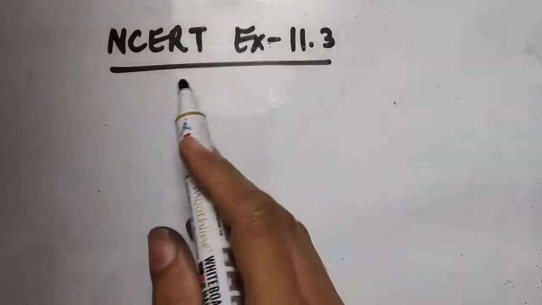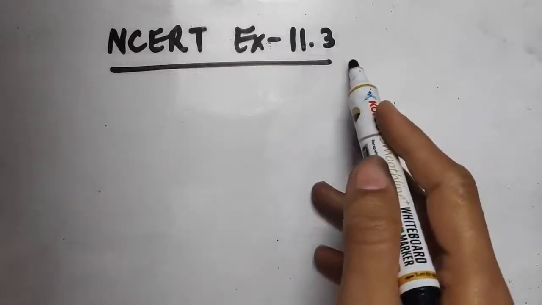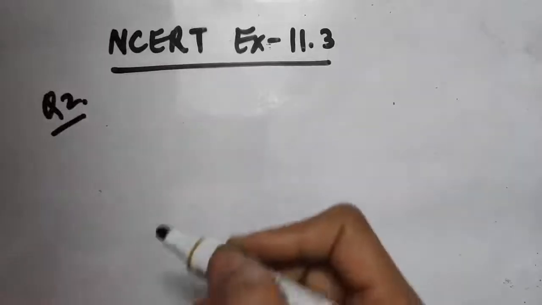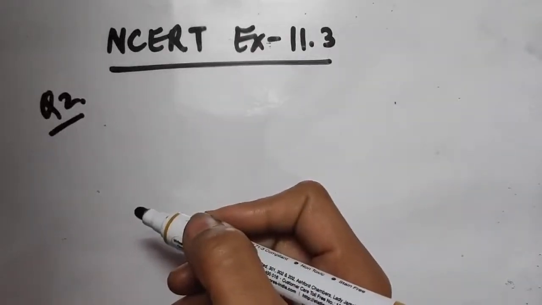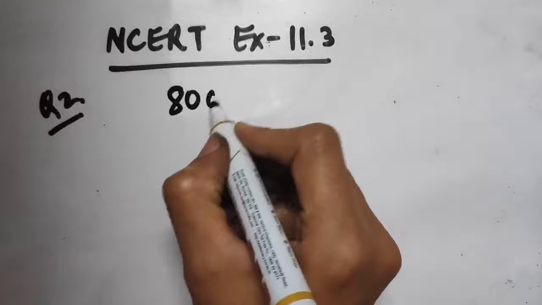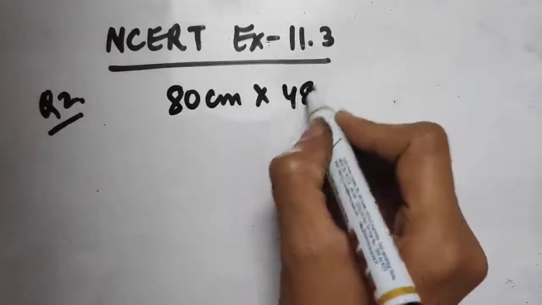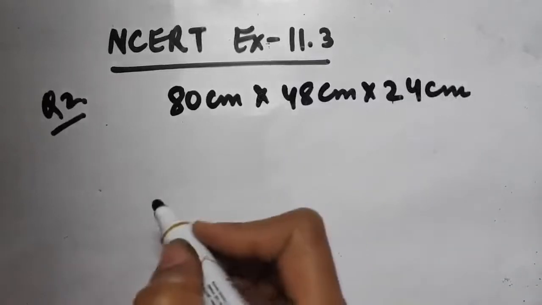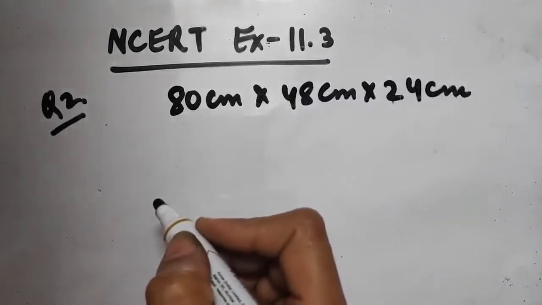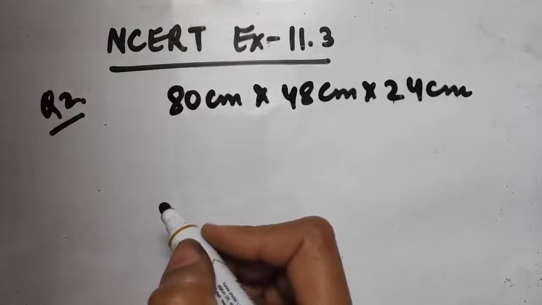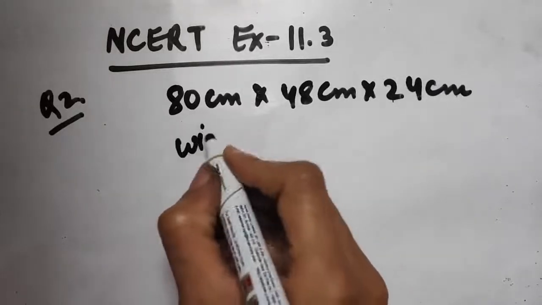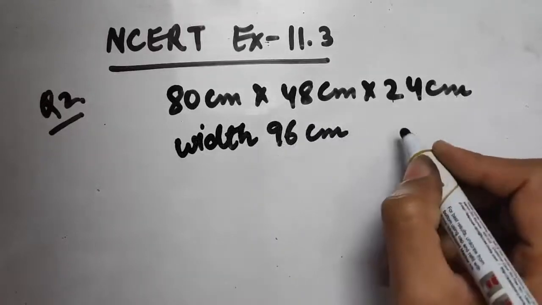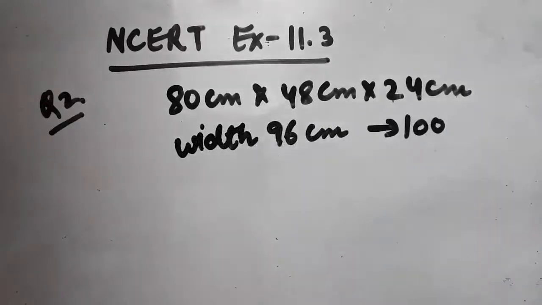Now I am going to discuss NCERT exercise 11.3 questions. I am going to discuss question number 2. Question number 2 says: a suitcase with measures 80 centimeters into 48 centimeters into 24 centimeters is to be covered with a tarpaulin cloth. How many meters of tarpaulin of width 96 centimeters is required to cover 100 such suitcases?